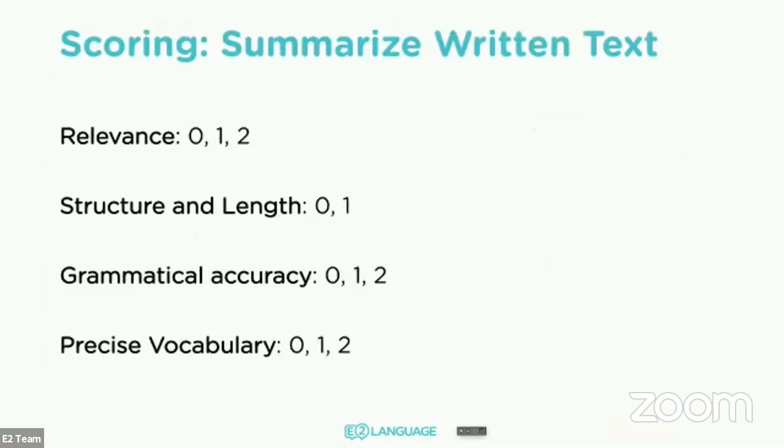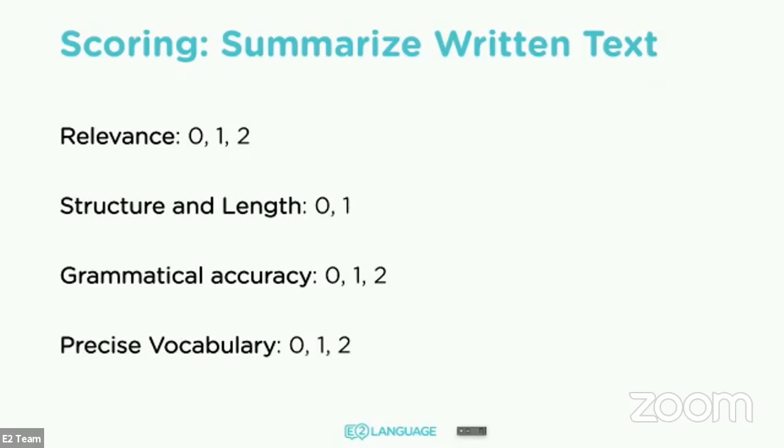What you want to do with your complex sentence is summarize the main idea in the first part of the sentence and the details in the second part of the sentence. Okay? Easier said than done. You're scored on 4 criteria. Relevance, that you're writing on topic, that you're not writing off topic. You get 0, 1, or 2 points. Structure and length. Well, either you write below, I think it's 5 words, or you write more than 70 words. You just get 0 or 1.